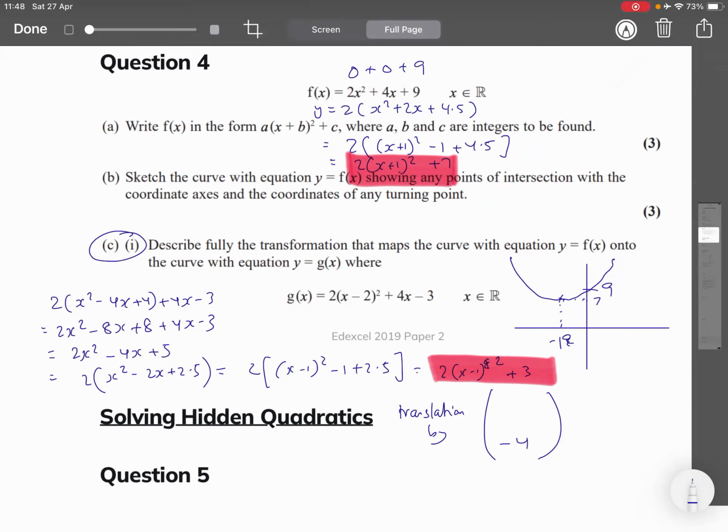And it's gone to, we've got minus 2 inside the brackets, so it's gone to the right by 2.